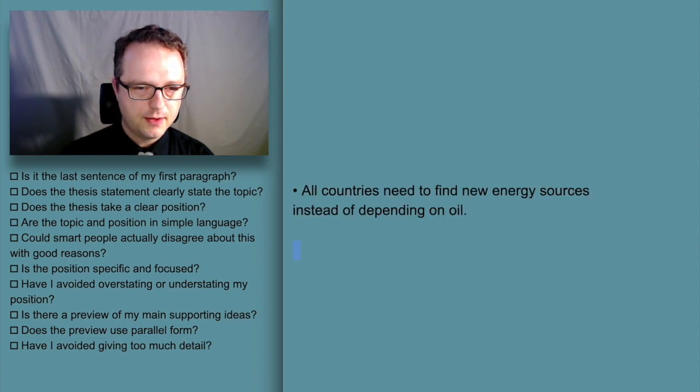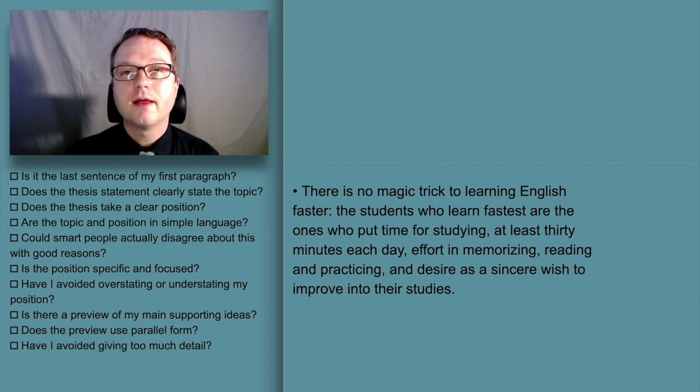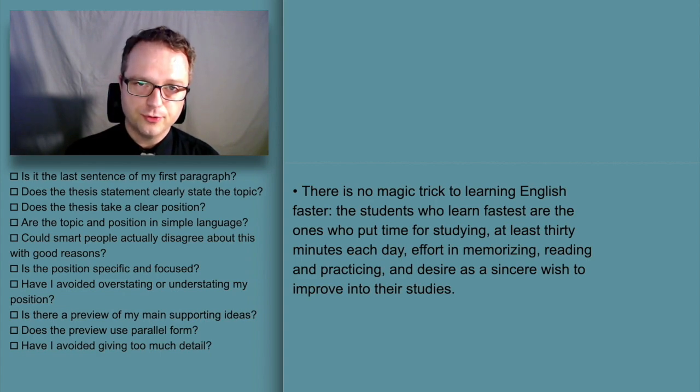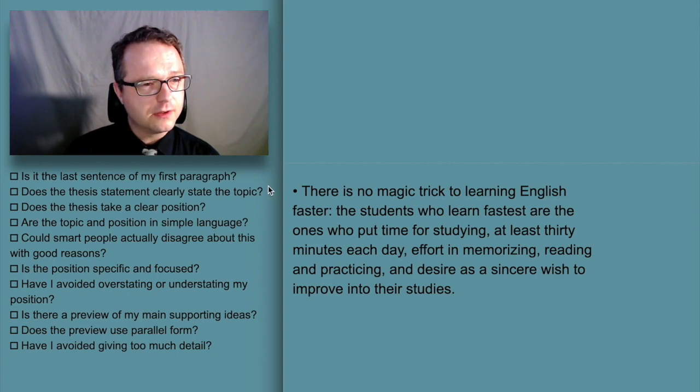All right. Next one, there's no magic trick to learning English faster. The students who learn fastest are the ones who put time for studying, 30 minutes each day, effort in memorizing, reading and practicing, and desire as a sincere wish to improve into their studies. Now, skipping number 1, does it clearly state the topic? There's no magic to learning English faster, or the students who learn fastest. Yeah, it states the topic clearly.